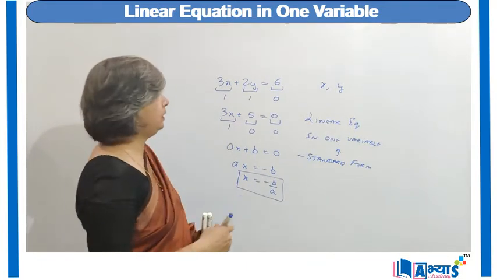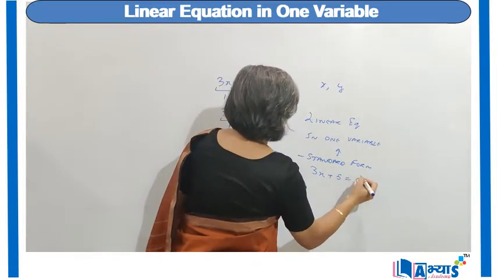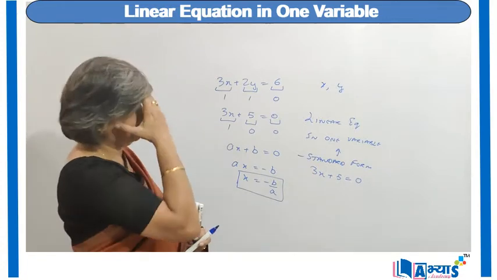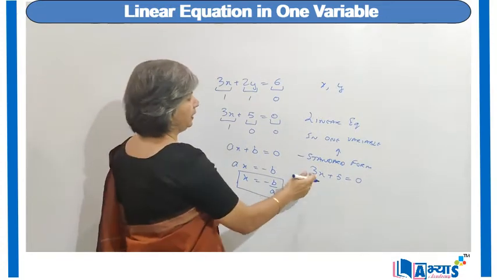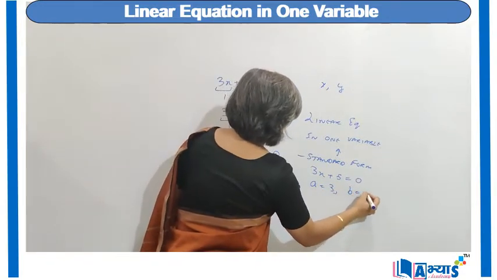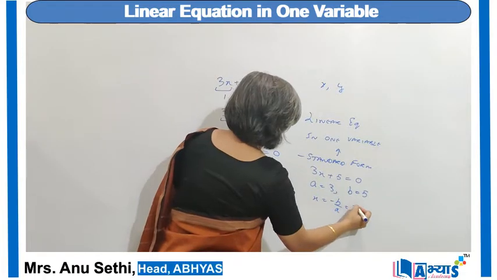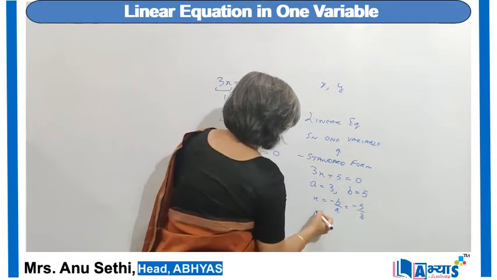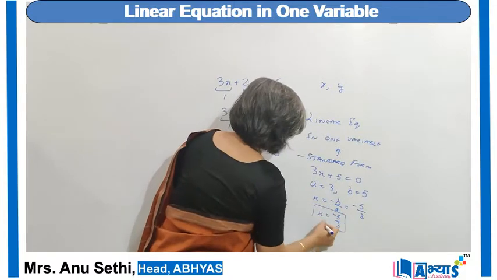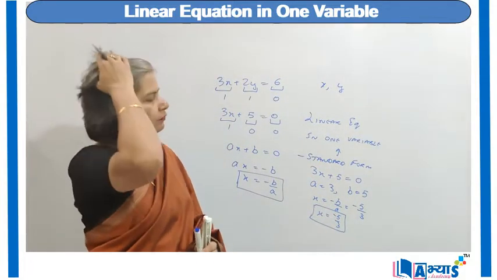For example, if I have an equation 3x plus 5 is equal to 0, and I want to find the solution of this linear equation, I will compare it with the standard form. So a will be equal to 3, b will be equal to 5, so x will be equal to minus b by a, that is minus 5 by 3. So x is equal to minus 5 by 3 is a solution of this linear equation, or we can say a linear equation in one variable.